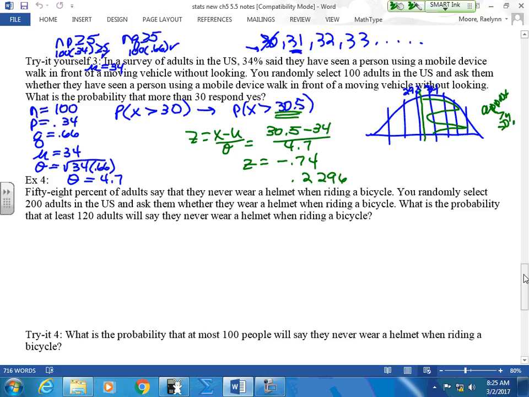0.2296. I said I expected my area to be more than 50%. Subtract it from 1. So now I know that can't possibly be that little. It's 0.7704. So I have a 77% chance of having more than 30 people respond yes to this situation, that they've seen a person walk in front of a moving vehicle on a cell phone. And scare us. Okay? We added a couple of steps in there, but you have to put them in there.